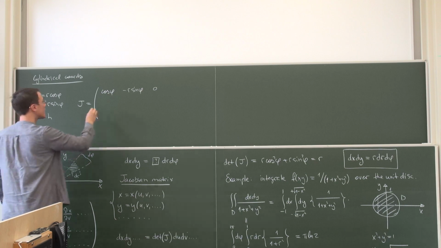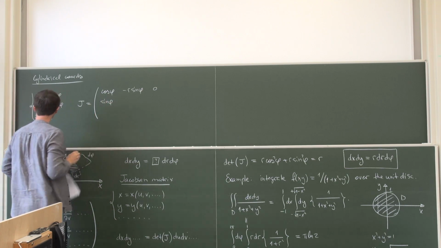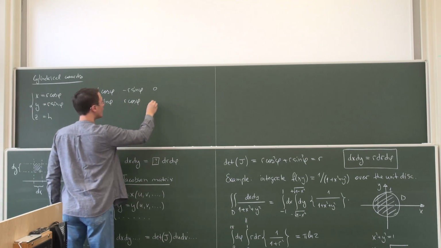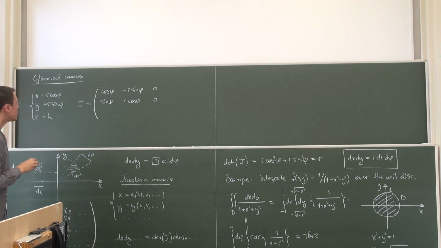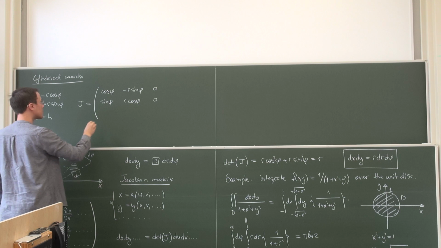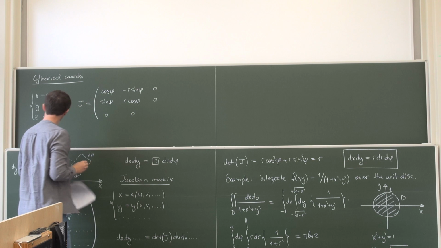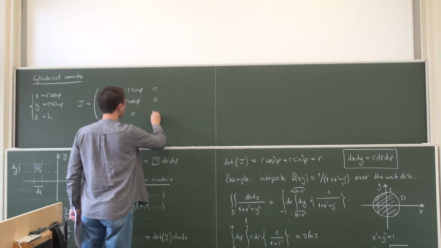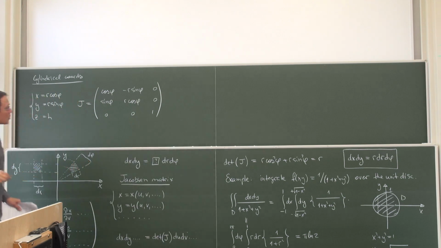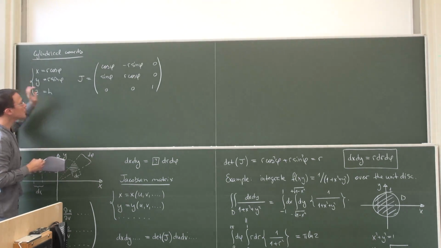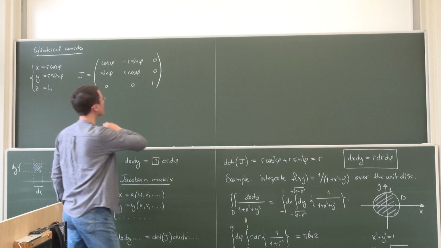dy by dr sine phi, dy by d phi, r cos phi, then y doesn't depend on h. And then dz by dr doesn't depend on r, 0. dz by d phi doesn't depend on phi, 0. dz by dh, 1. And so you can see it reflects the fact that essentially we inherited one Cartesian coordinate here. And the reason why this is so, let's finish the determinant and then I'll draw you a schematic.